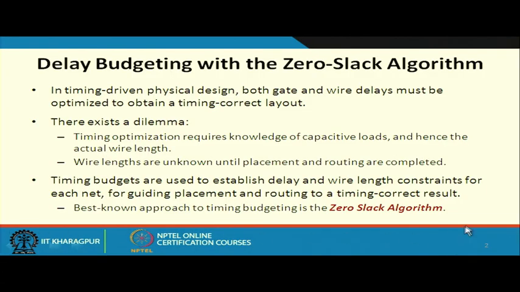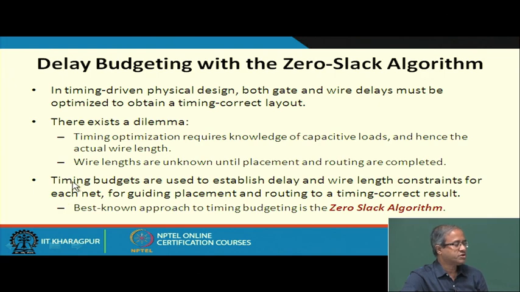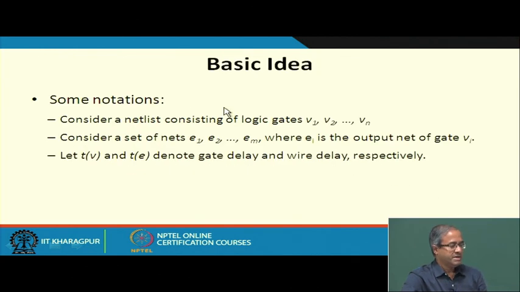So, in the zero slack algorithm, we are using the concept of a time budget. So, what is a time budget? For every net, we are establishing some delay constraints in terms of the wire length, in terms of the gate delays. These time budgets can later on be used for fine tuning placement and routing, so that these delay and wire length constraints can be met. Okay. So, we shall illustrate it through an example also, how it works. Let us look into it.